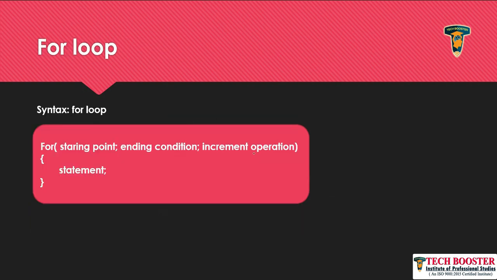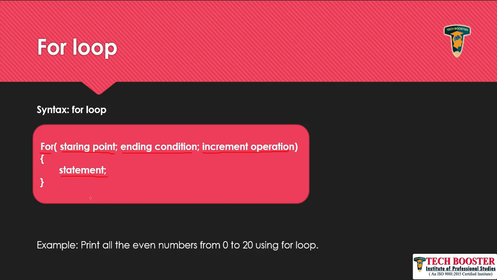Here we'll be using this for keyword, and then within this parenthesis, first of all we'll have our starting point, and then we'll have our ending condition, and in between we'll have this semicolon, and then after this ending condition we'll have another semicolon, and then we'll have our increment operation or decrement operation. That is how your program will move ahead, and then within this curly bracket you will have this particular statement. So depending on your starting point and your ending condition, with your incrementing operation your statement will get executed. So this is your for loop, and in order to understand your for loop, I'll consider a new example here.